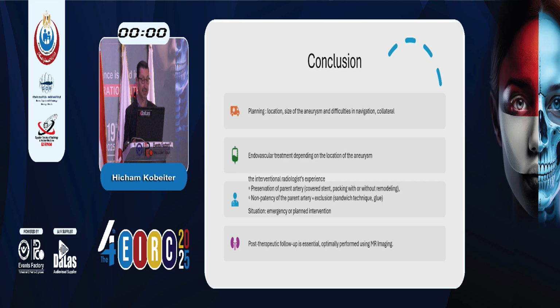So in conclusion, it's really important to have a CTA to plan and to size all the material you need to do the vascular treatment, especially in ruptured aneurysm. In an emergency setting, endovascular is the treatment to go with, and you have different options depending on whether you need to have a patent artery or whether we can sacrifice the artery. And follow-up should be done, because you can have recurrence, optimally by using MR.